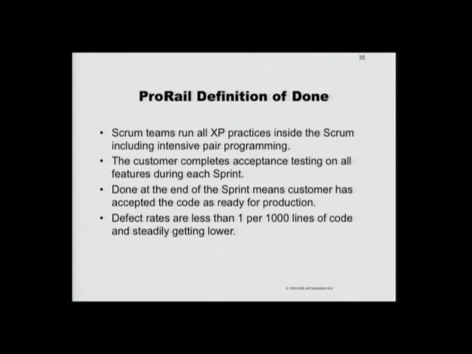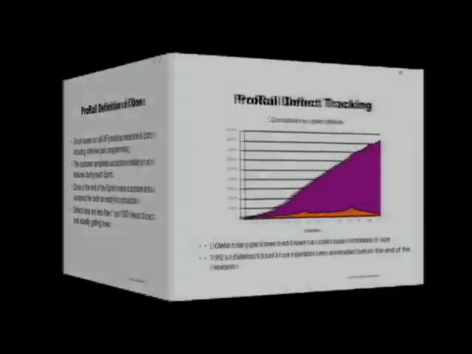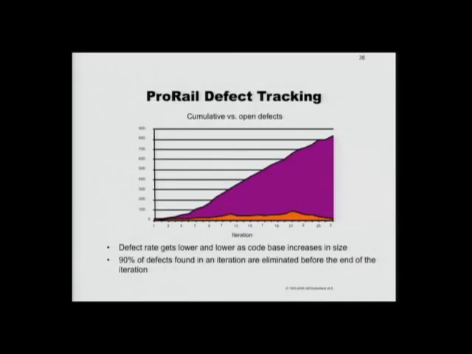The open bugs are actually going down, so the defect rate is getting better and better. Here's a graph of the defect rate. These are all the bugs that have been opened, and the purple are closed, and the only ones remaining is the gold line. So you can see the defect rate is going down as the code base increases. They can't get every single defect found in an iteration eliminated, but over 90% of them are found within the iteration.